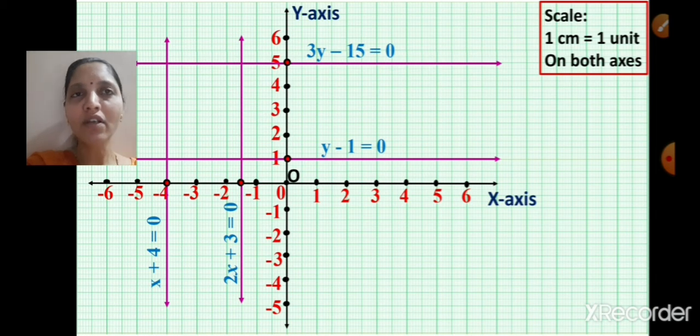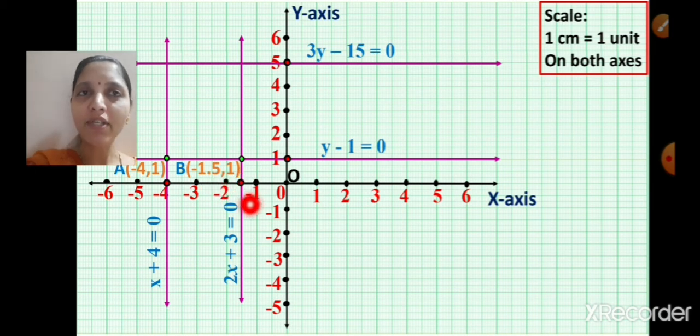So we have drawn the graph here. Now we have to find the points of intersection. So the first point of intersection is point A, which has coordinates minus 4 and 1. Okay. Then the second point of intersection is, let's say B, with the coordinates minus 1.5 comma 1. That means x coordinate is minus 1.5 and y coordinate is 1.